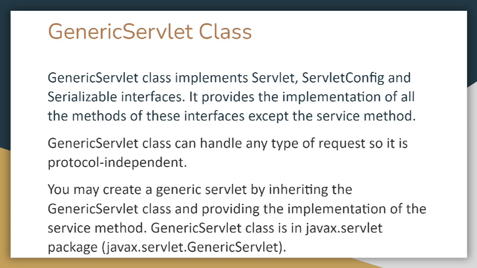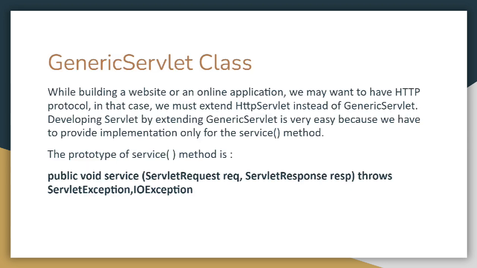GenericServlet class implements servlet, servlet config, and serializable interfaces. It provides the implementation of all the methods of these interfaces except the service method. GenericServlet class can handle any type of request, so it is protocol independent. Generic class is in javax.servlet package. To use GenericServlet, you need to use javax.servlet.GenericServlet.